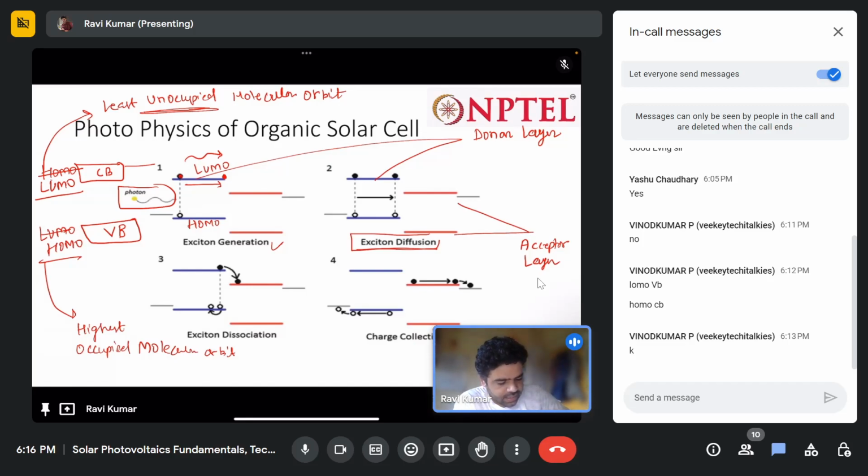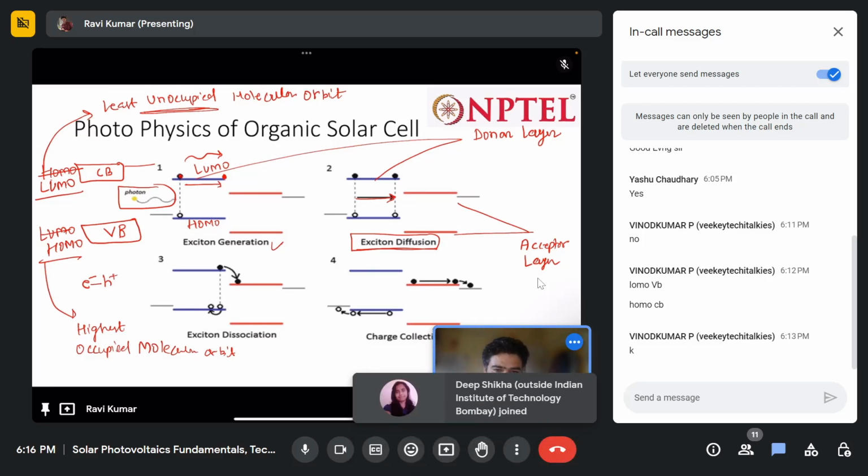So same here, it is represented like this. And the third thing is exciton dissociation. Dissociation, why? What is the English meaning of dissociation? It is just like breaking. So what happens in an organic solar cell? This electron and hole are bound. They are not free electrons. So that's why we need some energy to dissociate this bond. And at this third step, this electron-hole pair gets dissociated.